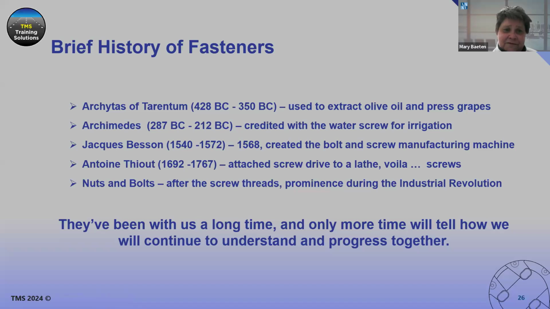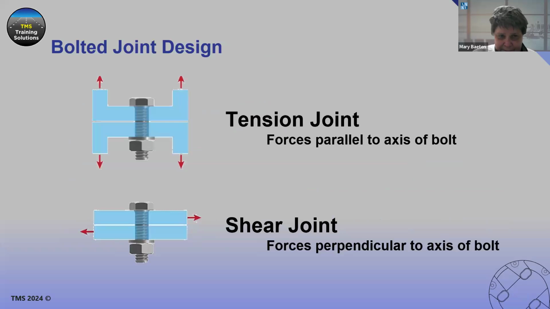Just a little bit of history on fasteners. Archytas of Tarentum actually used the screw form back in the 400s BCE to press olive oil and grapes. I only bring this up because that would be like 2,500 years of talking about bolts and screw forms, and we're still talking about it. Archimedes was credited with the water screw, and then a gentleman named Jacques Poisson created the bolt and screw in the 1500s. Then we attached a screw drive to a lathe, and voila, we made screws from a clockmaker in the 1700s, and nuts and bolts came after that. So we've been talking about it a long time.